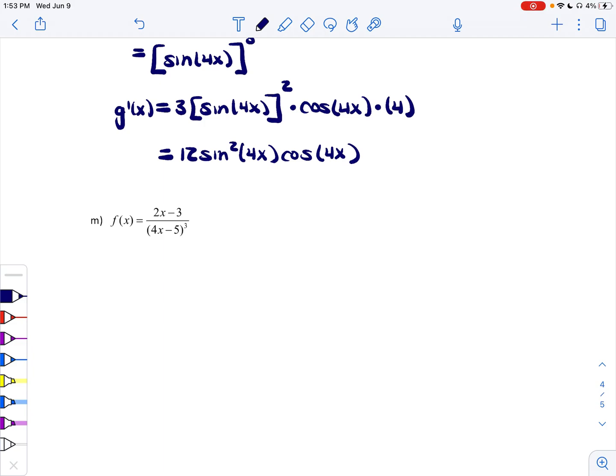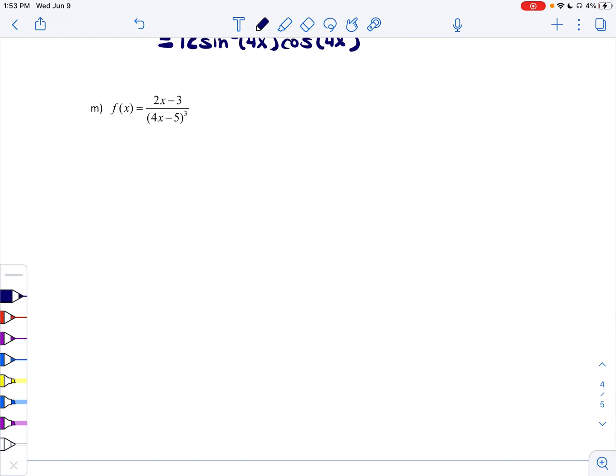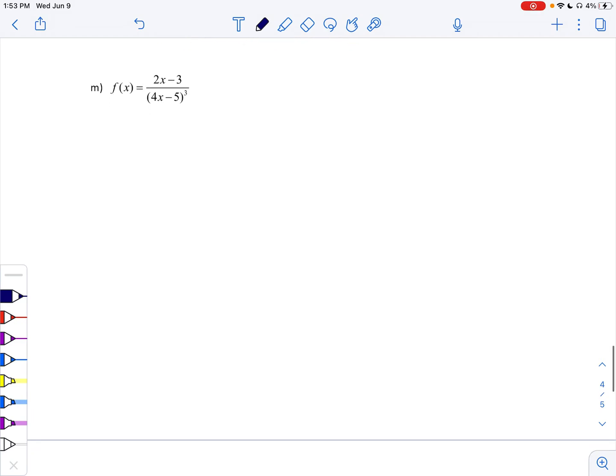All right, let's go ahead and do one more example here. So we have f of x is equal to 2x minus 3 all over 4x minus 5 quantity cubed. Okay, so again, this is going to be one where we have both a quotient rule as well as a chain rule because of that denominator. Now notice on this one, the cube only applies to the denominator, so we won't deal with the chain rule right off the bat. We'll just have to deal with that down the line once we start differentiating the denominator.